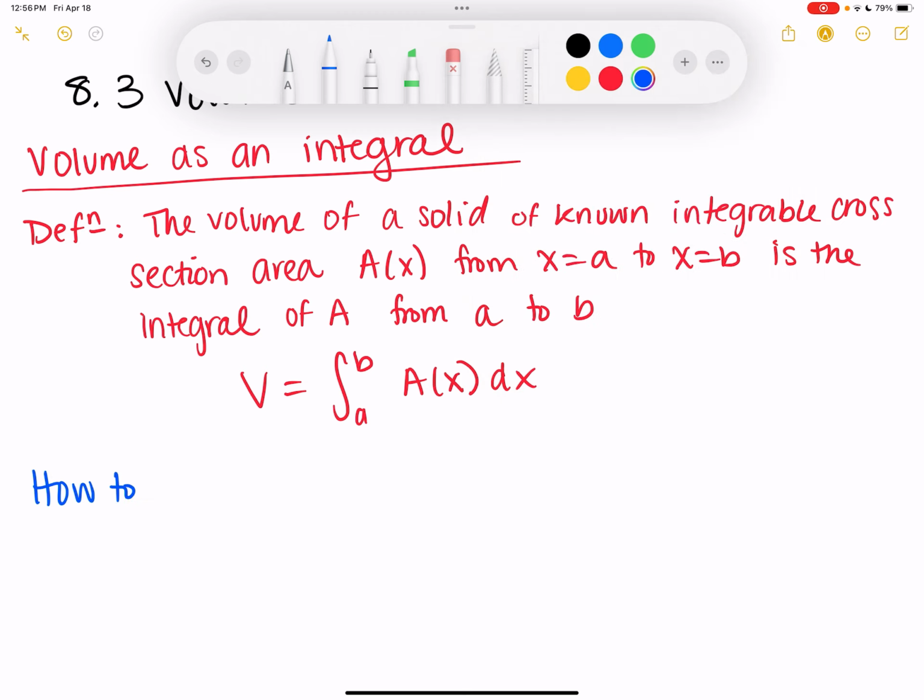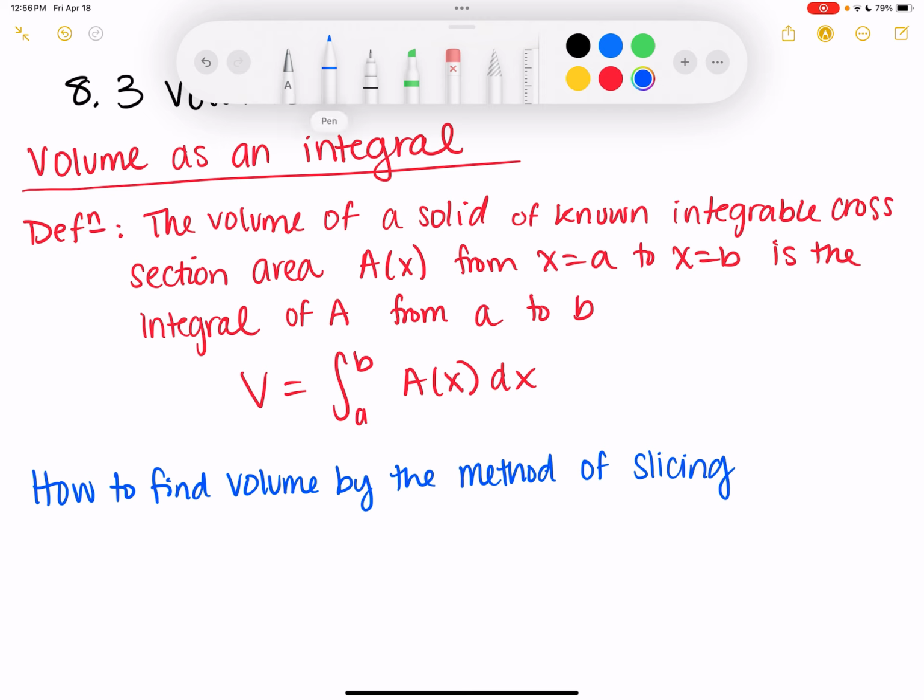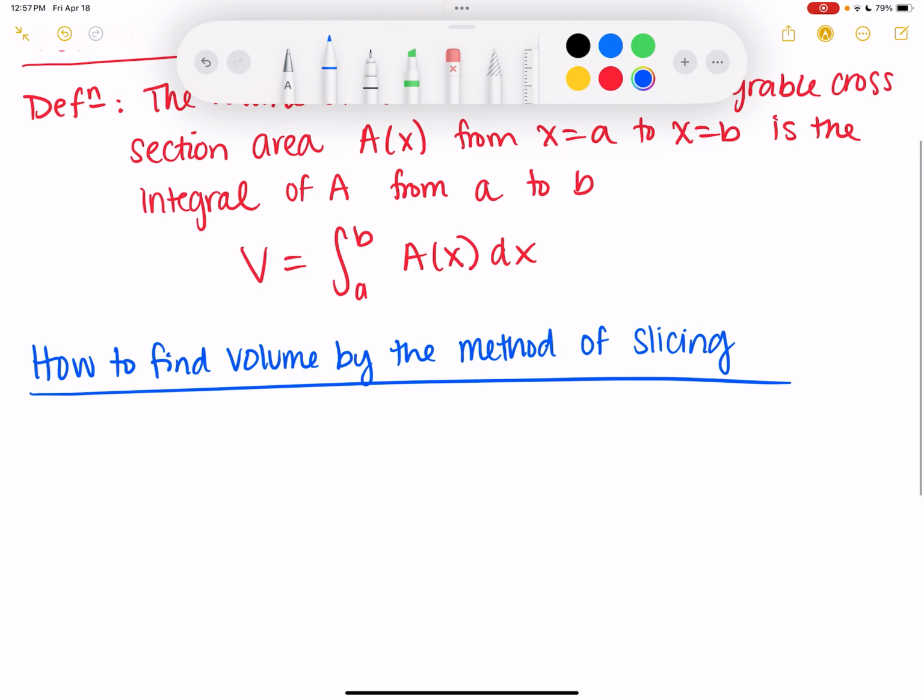How to find volume by the method of slicing. So this is the first one. I'm going to write the little steps, and then over here on the side I'm going to draw the little picture that goes with it of what this would look like. So first we sketch the solid and a typical cross section.